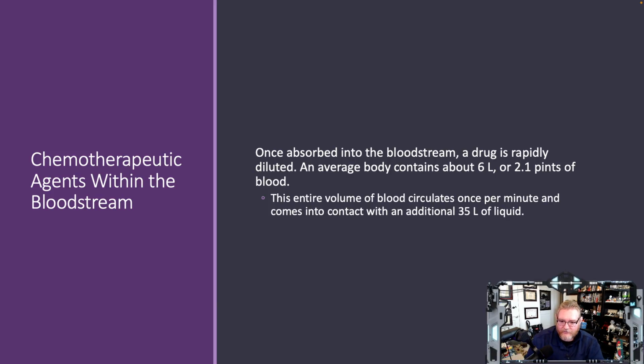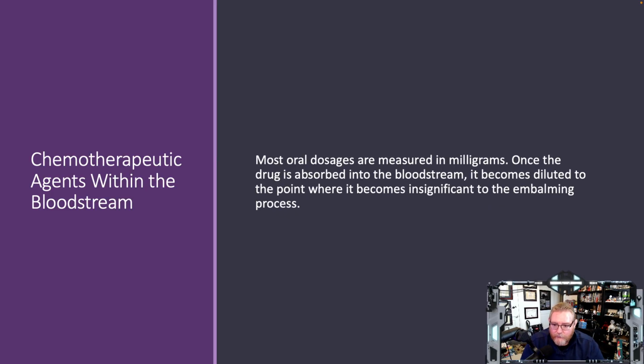Once absorbed into the bloodstream, a drug is rapidly diluted. An average body contains about 6 liters or 2.1 pints of blood. This entire volume of blood circulates once per minute and comes into contact with an additional 35 liters of liquid. Most oral dosages are measured in milligrams. Once the drug is absorbed into the bloodstream, it becomes diluted to the point where it becomes insignificant to the embalming process.